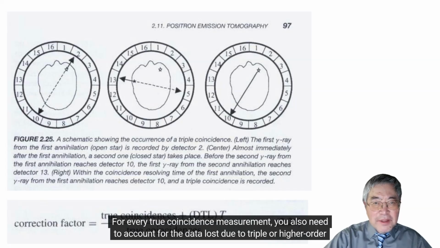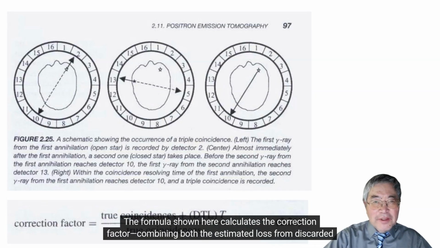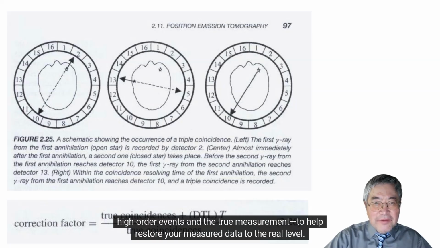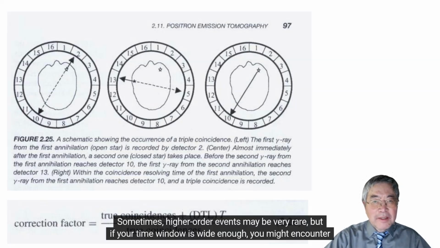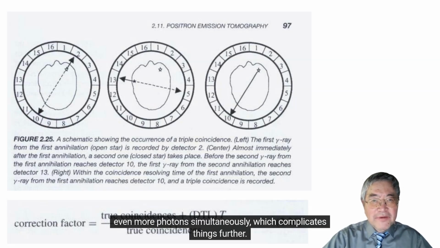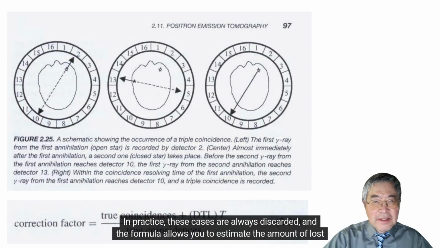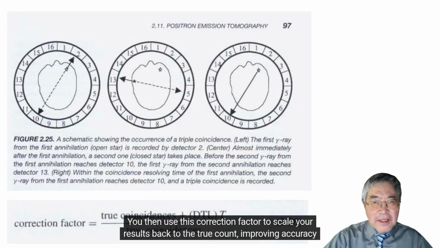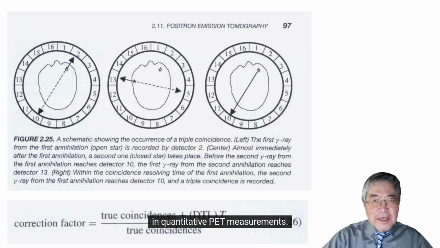For every true coincidence measurement, you also need to account for the data lost due to triple or higher order coincidences. The formula shown here calculates the correction factor, combining both the estimated loss from discarded high-order events and the true measurement to help restore your measured data to the real level. Sometimes higher-order events may be very rare, but if your time window is wide enough, you might encounter even more photons simultaneously, which complicates things further. In practice, these cases are always discarded, and the formula allows you to estimate the amount of lost data. You then use this correction factor to scale your results back to the true count, improving accuracy in quantitative PET measurements.